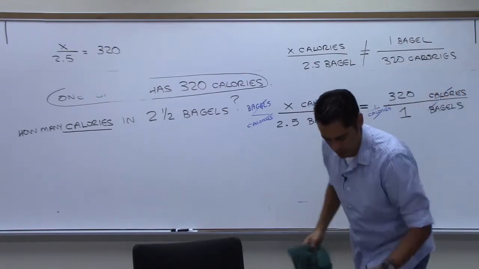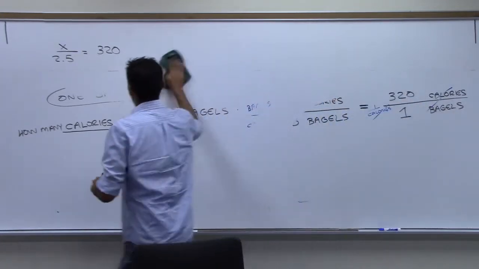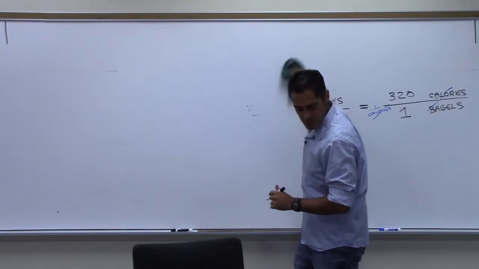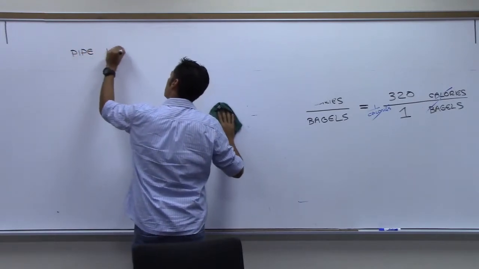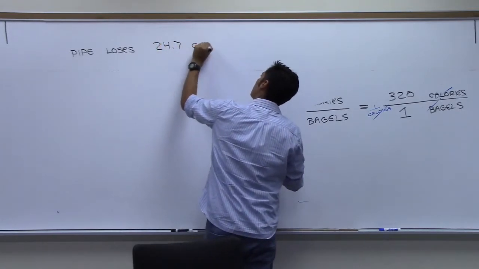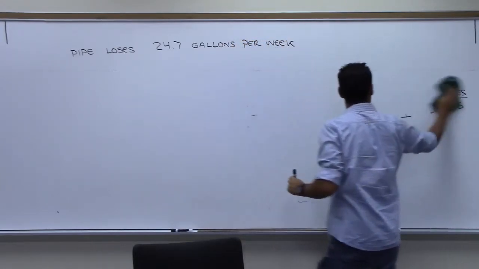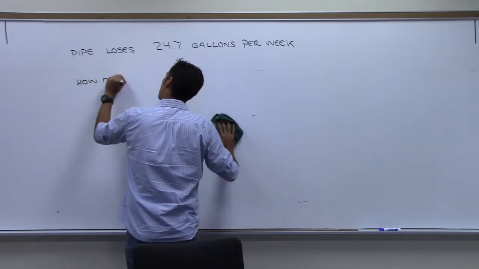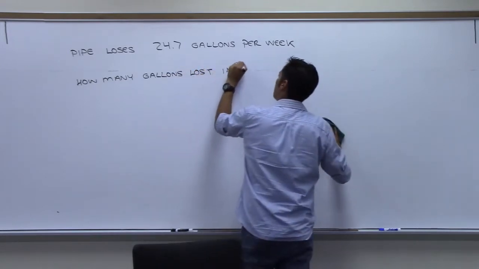All right, let's try another one of these. I have a leaking pipe. A leaking pipe can lose 24.7 gallons of water in a week. So pipe loses 24.7 gallons per week. It says, how many gallons are lost in 30 days? How many gallons lost in 30 days?